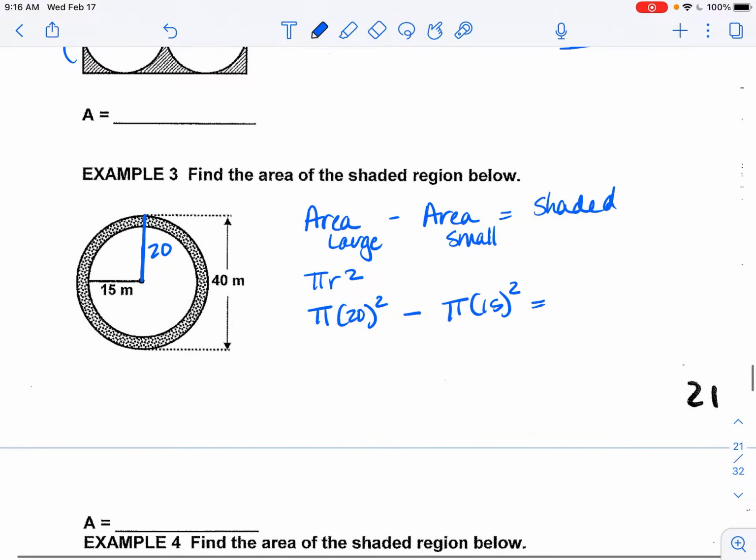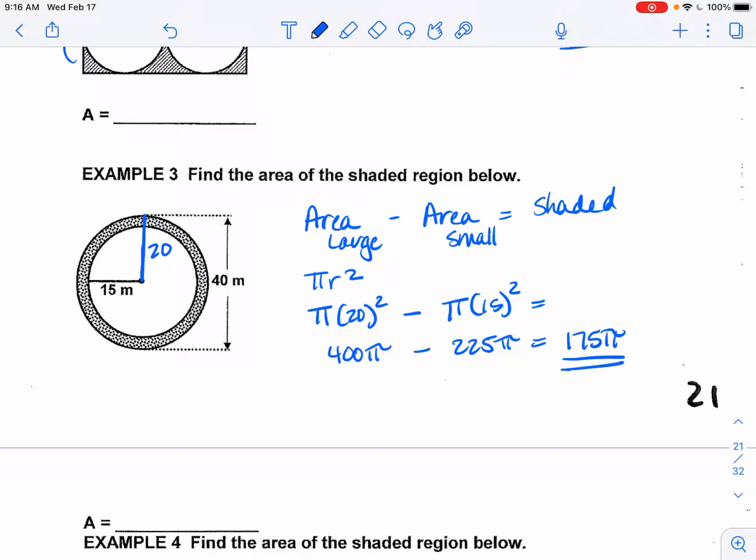So 20 squared we know is 400. So this is 400 pi. And 15 squared, I believe that's 225. And 400 minus 225 is 175 pi. That would be an exact answer. And this, of course, would be meters squared. Or if I wanted to find a decimal approximate, that is approximately 549.8 meters squared.